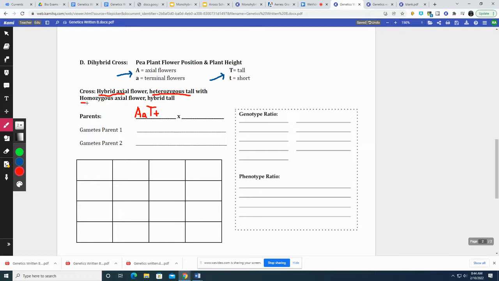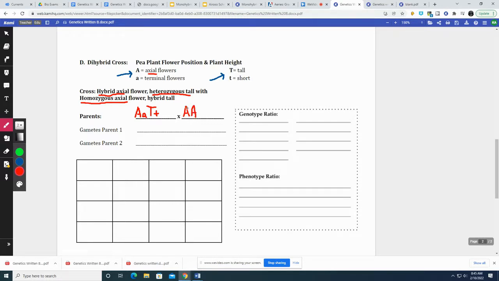The other plant is homozygous axial. Once again, if you know what homozygous means, you're in business. If you don't, you're guessing. And if you have to guess from the start, chances are the whole thing's going to be wrong. All right, so here we go. Homozygous means same. And since it's axial, they're both going to be big. So it's going to be big A, big A.